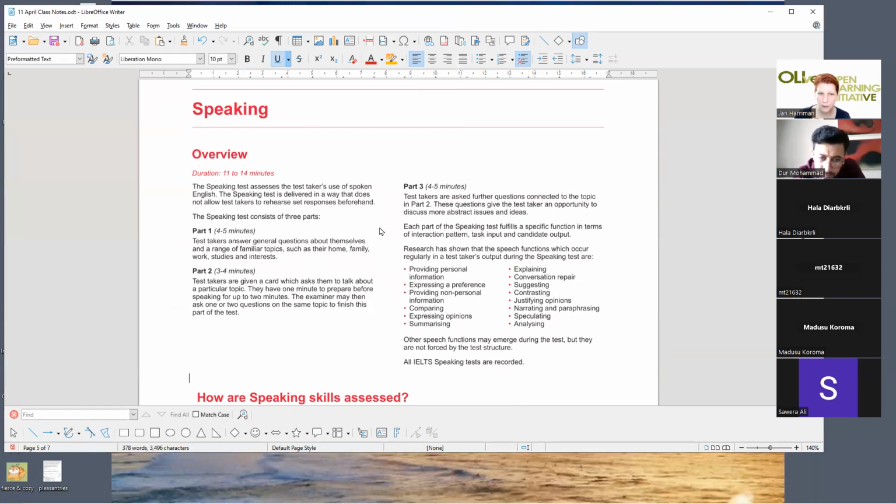there's three parts to it. First is the introduction, and literally from the minute you go in and shake hands or say hello and give your name, it's begun. It begins from the minute you meet the examiner. They will ask you how you prefer to be addressed, which is very polite, and then ask you a few things about your familiar topics.